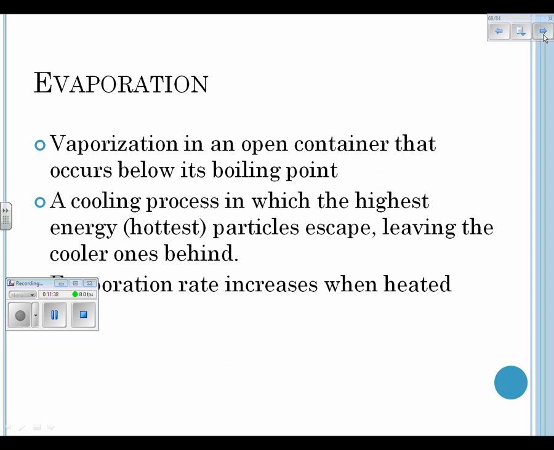Evaporation is when we have vaporization in an open container that occurs below its boiling point. Evaporation is actually a cooling process in which the highest energy particles, or the hottest ones, escape. And when they escape, they take the heat with them, which then leaves cooler ones behind. Now, evaporation rates increase when liquids are heated. So it is important to realize that that's going to be happening.